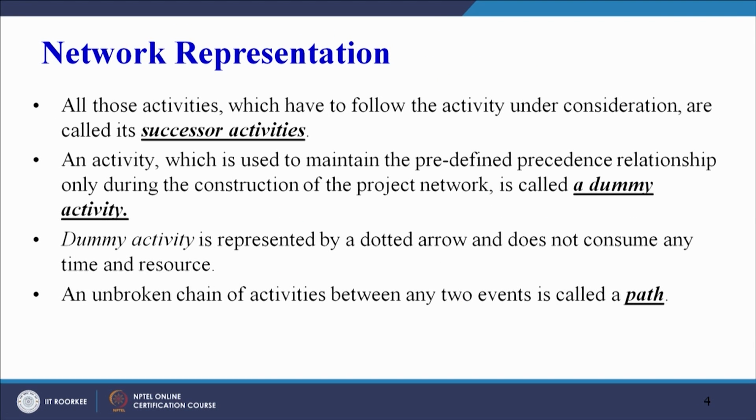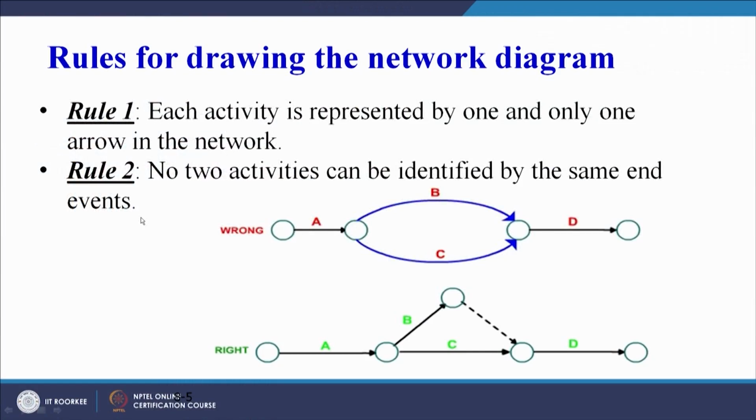So again I will read how to define a path. An unbroken chain of activities between any two events is called a path. Now let us see what are the important rules for drawing the network diagram. Rule 1. Each activity is represented by one and only one arrow in the network. This is very important, that every activity has to be represented by one arrow only. It must not happen that activity A we are representing with three different arrows. A means one start node, one end node, and on the arrow we have to write activity A.